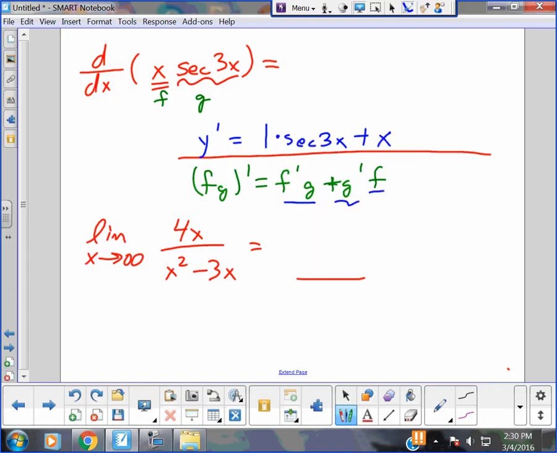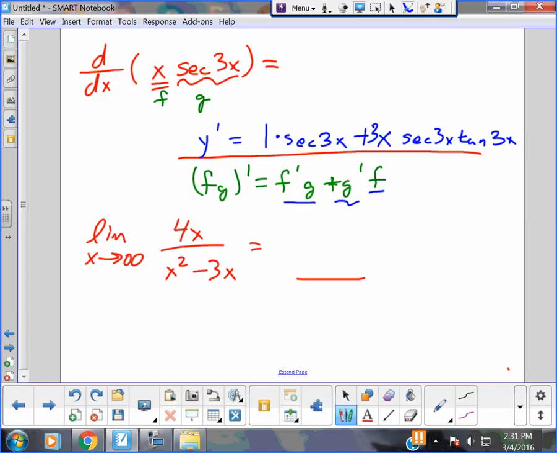And now g prime, derivative of secant 3x. You don't know secant 3x, but you know secant x is secant tangent. So it's secant 3x tangent 3x. And then you just do the chain rule. And the derivative of 3x is simply 3. So I'll put the 3 in front. And that's the derivative, all right, of that function.